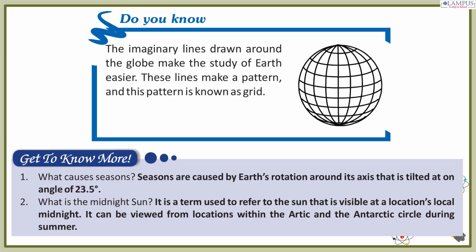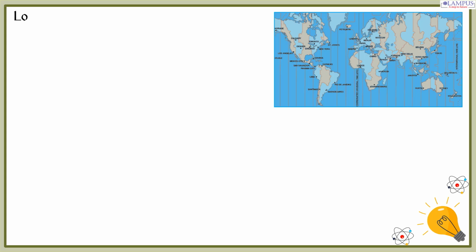Get to know more. 1. What causes seasons? Seasons are caused by Earth's rotation around its axis that is tilted at an angle of 23.5 degrees. 2. What is the midnight sun? It is a term used to refer to the sun that is visible at a location's local midnight. It can be viewed from locations within the Arctic and the Antarctic Circle during summer.